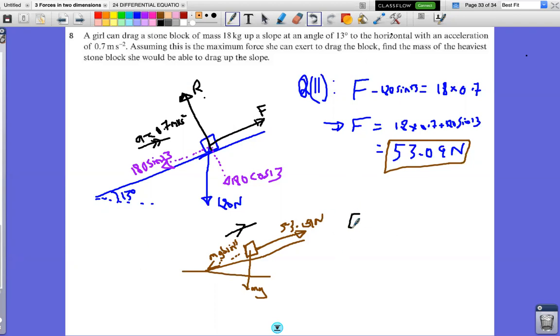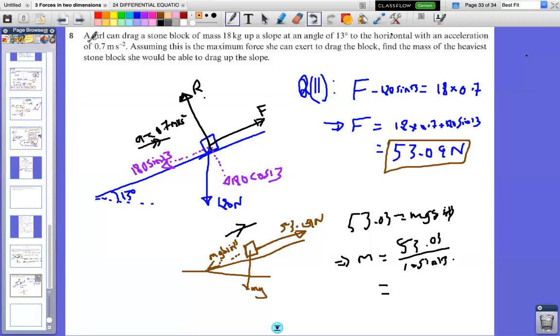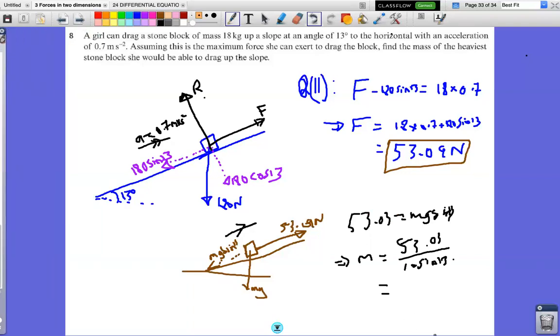So you have 53.09 should be equal to mg sine 13. That will give you m as 53.09 divided by 10 sine 13. Okay? That will give you the maximum mass she can drag up the slope. I just solved that problem because I did not ask you guys to solve them before.